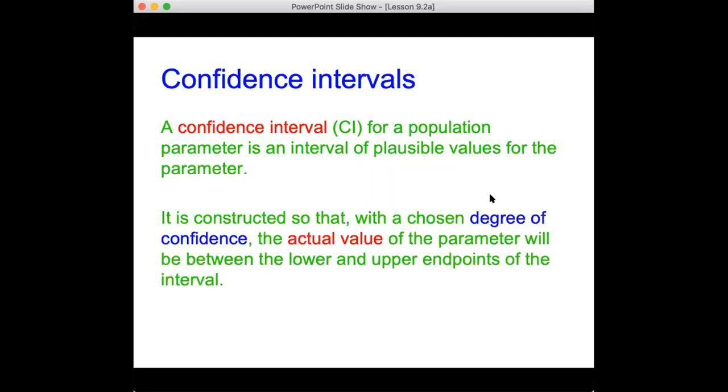All right, so notice there's always a degree of confidence. Like in this case, we're 95% confident. So all confidence intervals will have that degree of confidence.